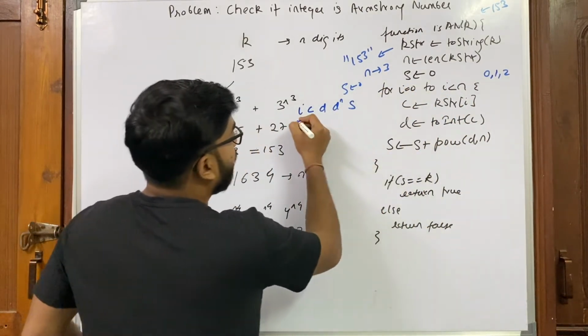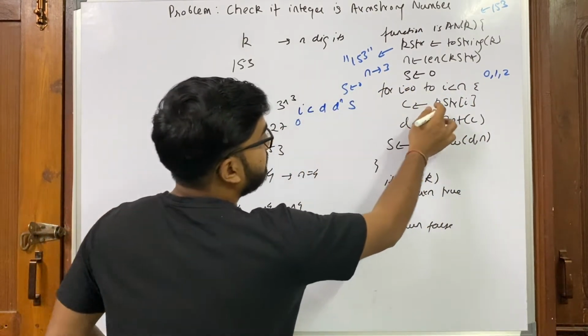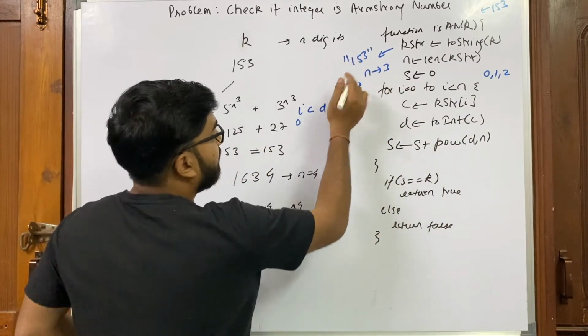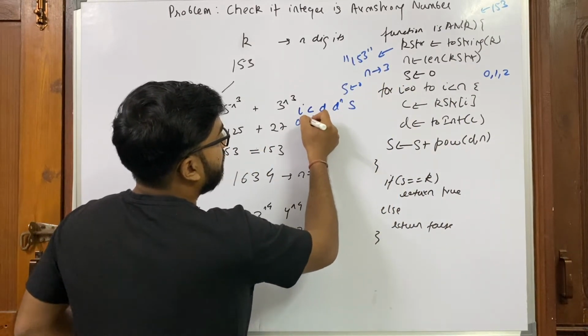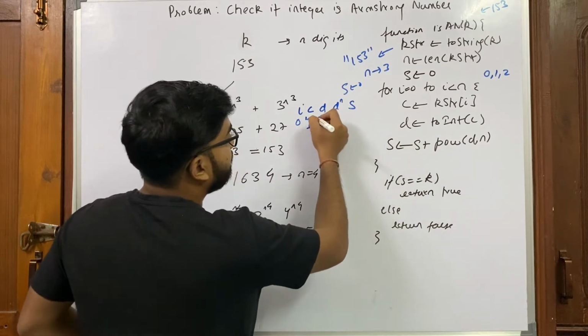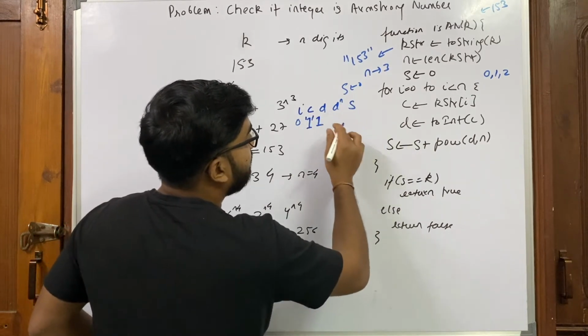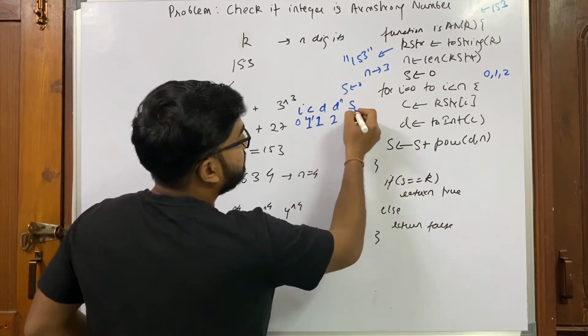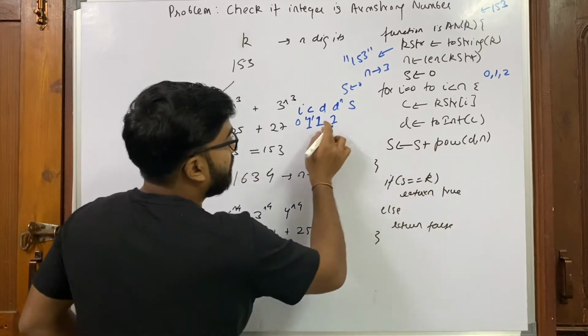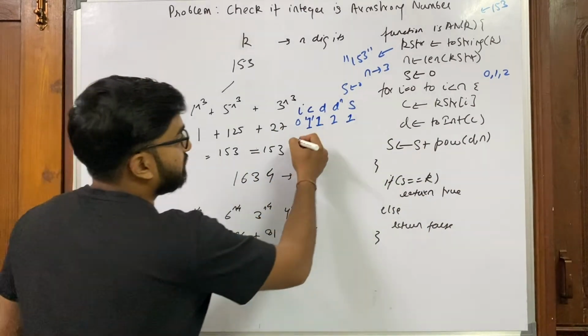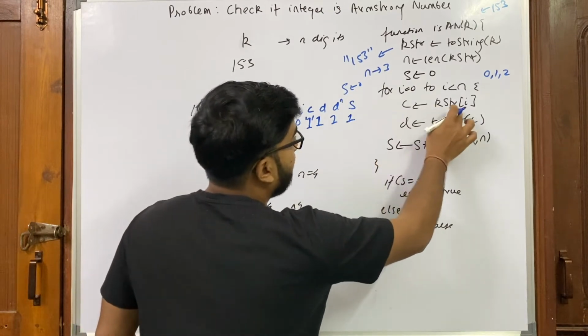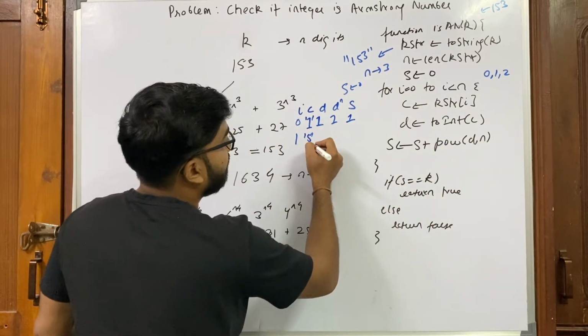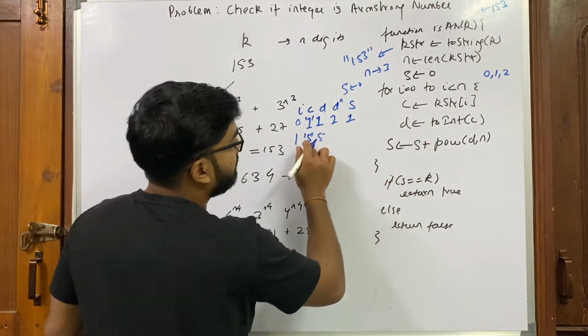c takes value for i equal to 0, kstr of i, which is the character at index 0, which is 1. d is the integer form of c, which is 1. d to the power n is 1 to the power 3, which is 1, and s is s plus d to the power n, which is 1. i takes value 1. So c is the character at index 1, which is 5. d is the integer form of this character, which is 5.